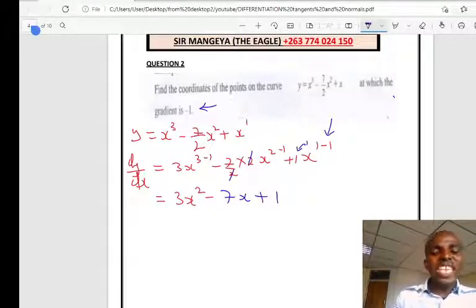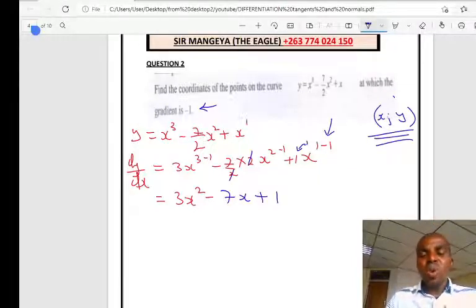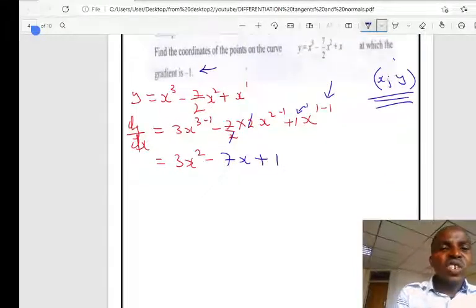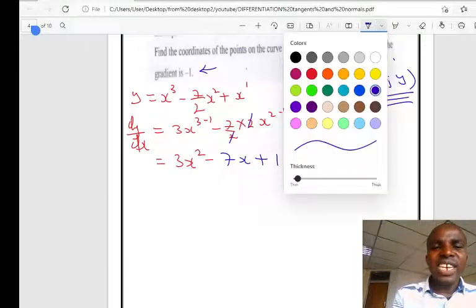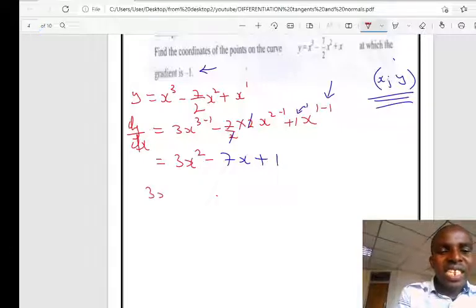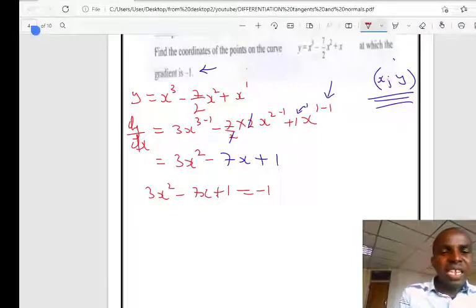What do you do to find the coordinates? Coordinates, we have x and y. These are called the coordinates. So we want the value of x and the value of y when the gradient is minus 1. Alright, how do you find it? You equate, you are given that the gradient dy/dx is minus 1. So you say 3x squared minus 7x plus 1 is equal to minus 1. Then you solve as a quadratic equation.